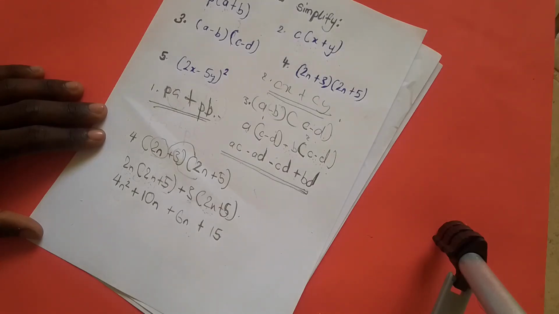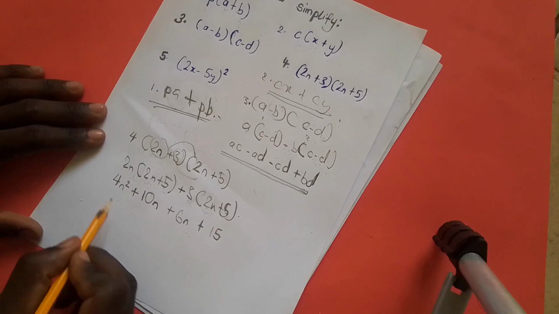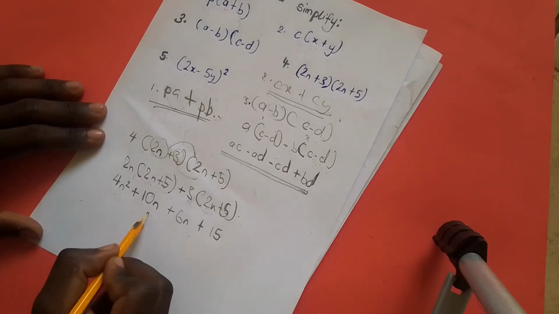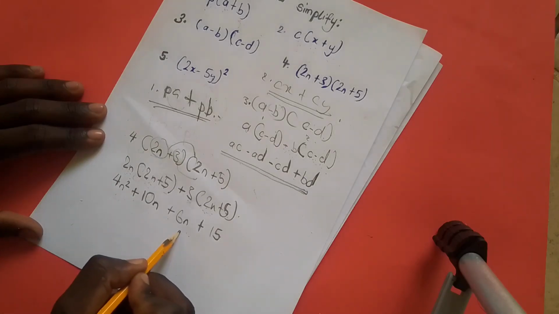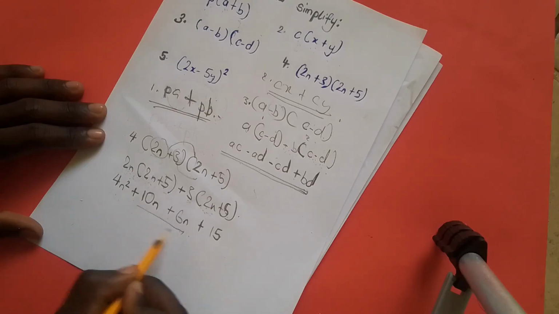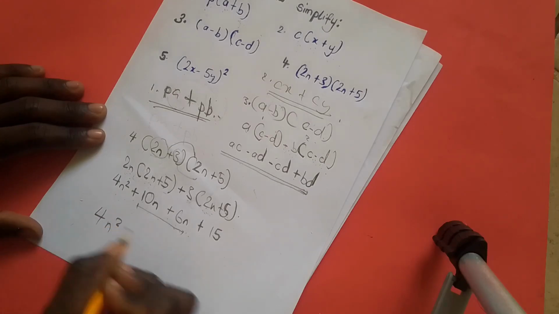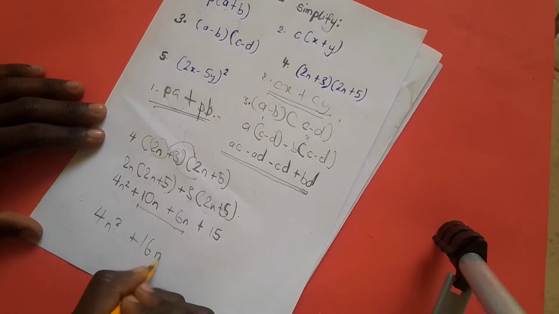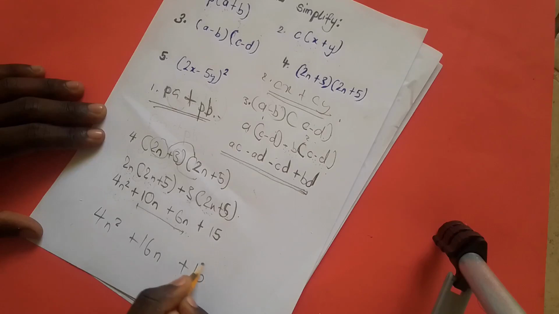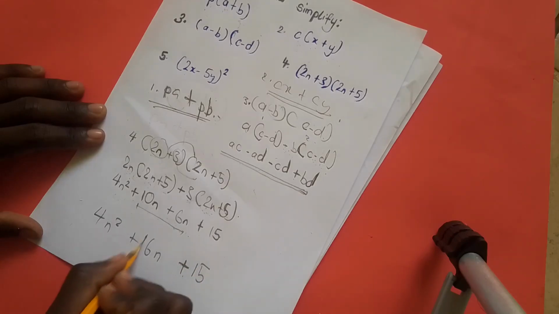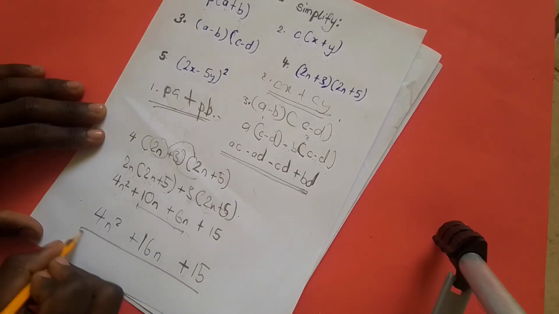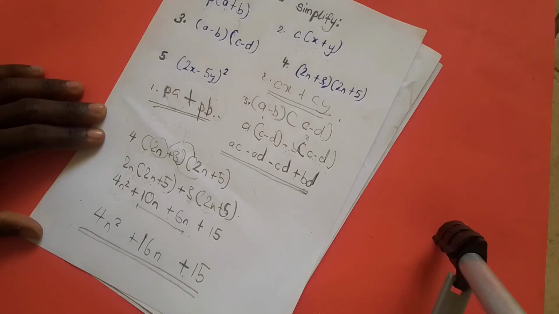What's left is to simplify, right? Then 4n squared plus 10n plus 6n. These are like terms in this expression, so they can be added. So 10n plus 6n is going to lead to 16n. So we're going to end up with 4n squared plus 16n plus 15. That's the solution for question 4. Very simple.